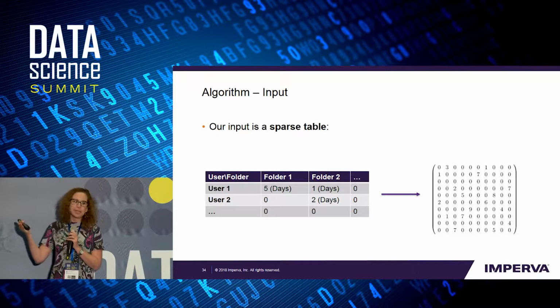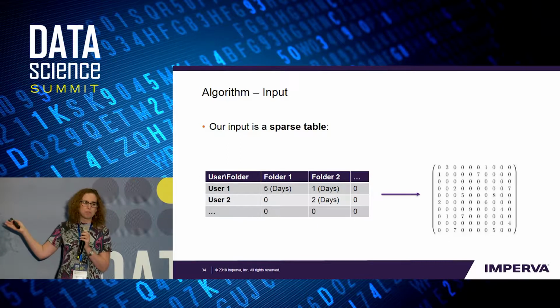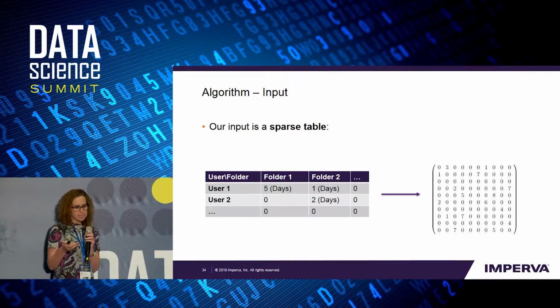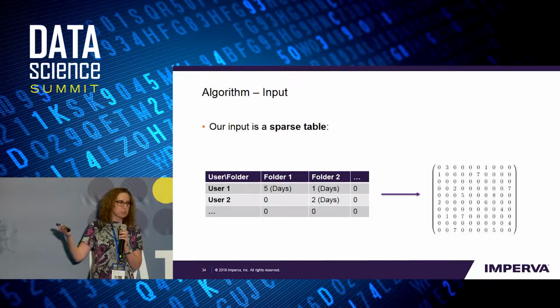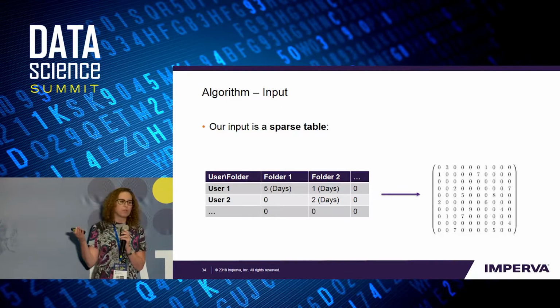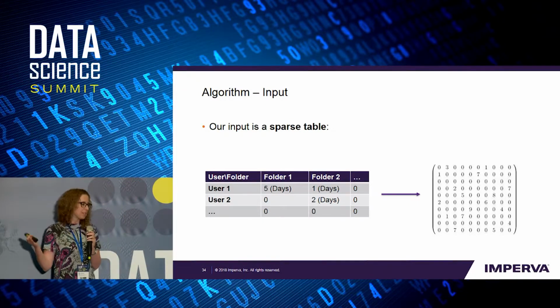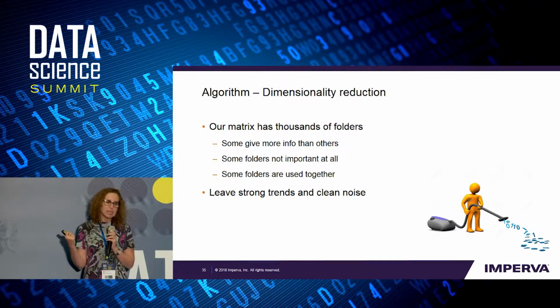So after we clean the data, we build a sparse matrix. The matrix is users by folders, where entry ij in the matrix is the number of days in the profiling window that user i accessed folder j. Obviously, this is a very sparse matrix due to the fact that we have thousands or even more folders in the organization. However, each user during 2 months of activity accesses only tens of folders or even fewer. So the next step in our algorithm is dimensionality reduction.